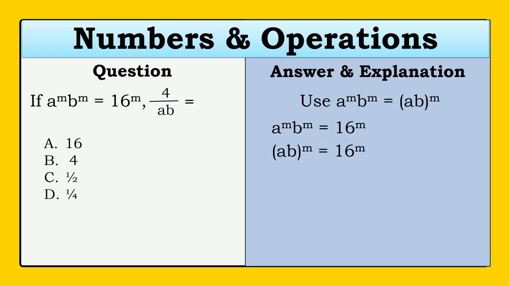Since the exponents are the same, we can equate the bases. So ab is equal to 16. Now find 4 over ab, and this is equal to 4 over 16. Then simplify. 4 over 16 is equal to 1/4. And the final answer is letter D.